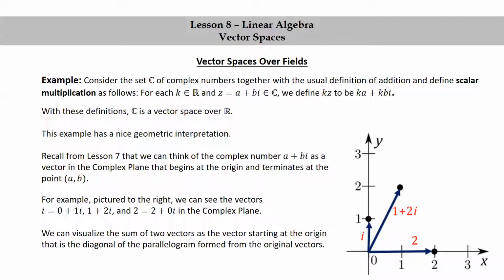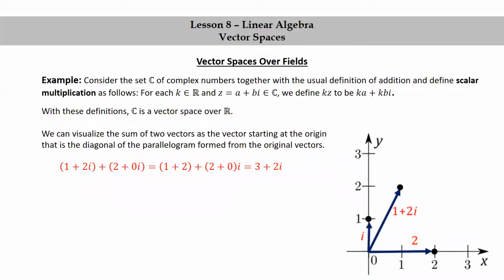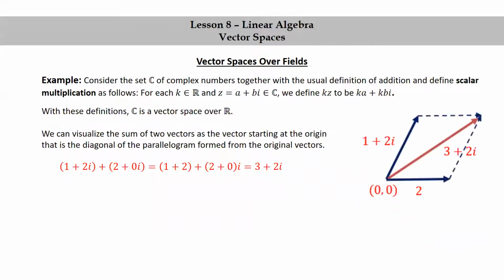We can visualize the sum of two vectors as the vector starting at the origin that is the diagonal of the parallelogram formed from the original vectors. For example, let's look at the sum 1 plus 2i plus 2 plus 0i, which by the definition of addition, we add 1 and 2, and we add 2 plus 0, and we get 3 plus 2i. Here's a picture of this situation, visualizing the sum as the vector starting at the origin, and that vector being the diagonal of the parallelogram formed from 1 plus 2i and 2.